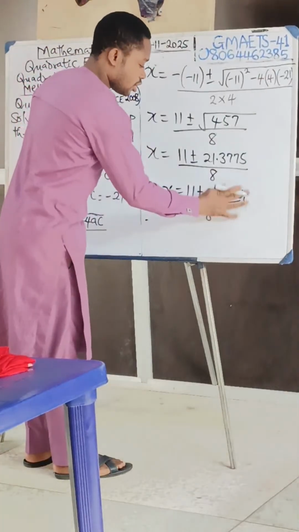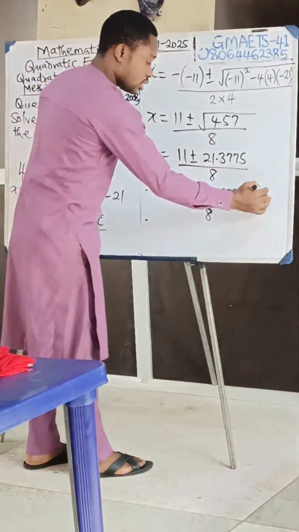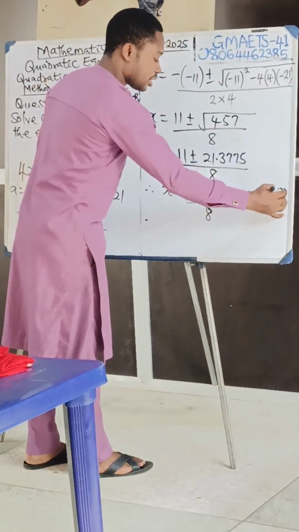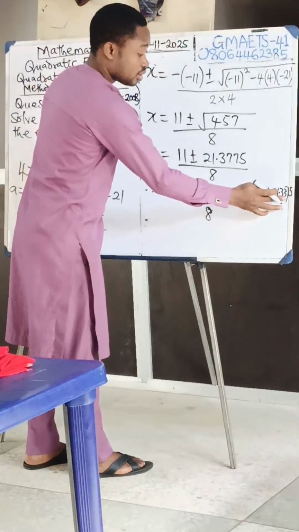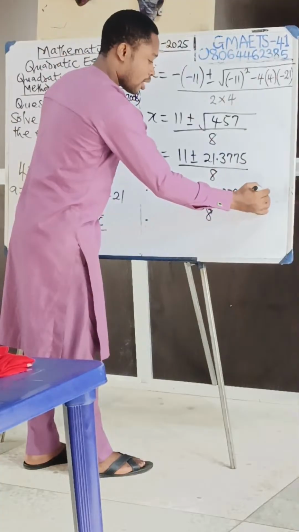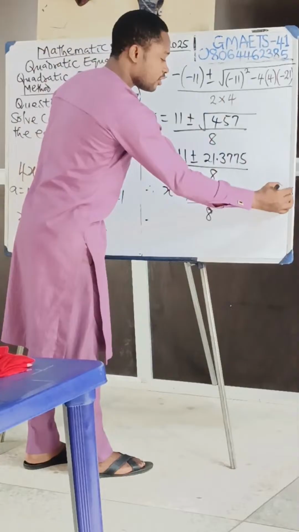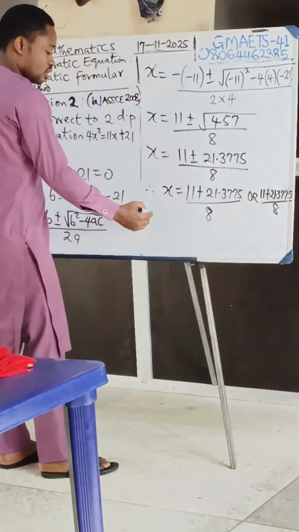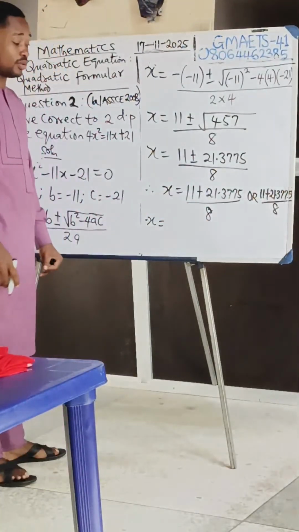Or, let me spell it here. Or, X will be equal to 11 minus 21.3775. Or 11 plus 21.3775 divided by what? 8. So the value of your x will now be equal to, work out this and divide by 8 once. Give me the value.